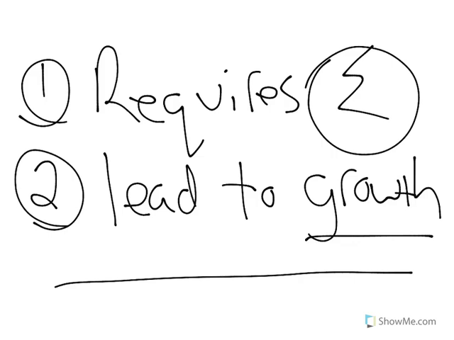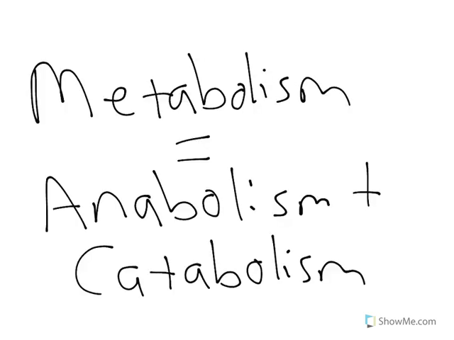So everything you're doing in your body, from digestion to building new tissues to replacing old tissues, whatever it might be, is either going to be anabolic or catabolic. So your metabolism is the sum of all the anabolic reactions occurring in your body, anabolism, plus all the catabolic reactions occurring in your body, catabolism. So that's actually my favorite definition for what metabolism is.